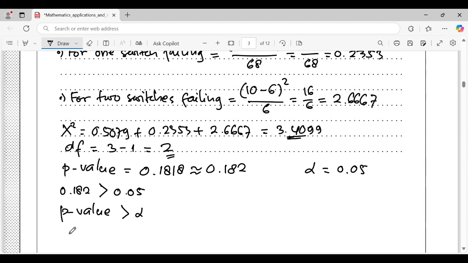So it means the conclusion is we are going to reject null hypothesis and accept alternative hypothesis. So H1 accept. Sorry. So this is the conclusion: reject null hypothesis and accept alternative hypothesis.